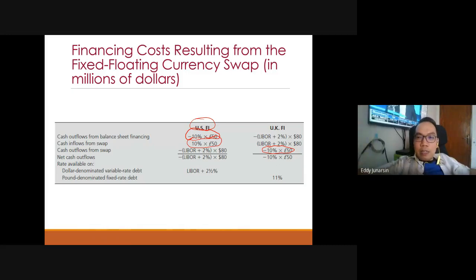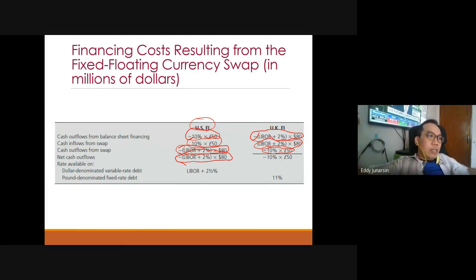On the other hand, the UK financial institution, right now they have to pay variable rate in US dollar, and they don't like it. That's why they ask the US institution to pay for it. So they will receive LIBOR plus two, or variable rate in US dollar from the US bank. So this is what it ends up. The US financial institution ends up paying variable rate, LIBOR plus two, and in US dollar. Let's say this is what they want.